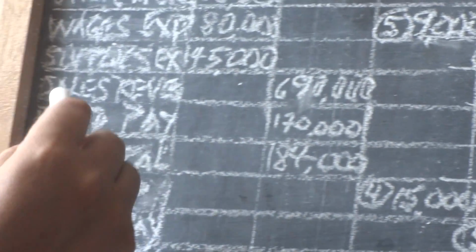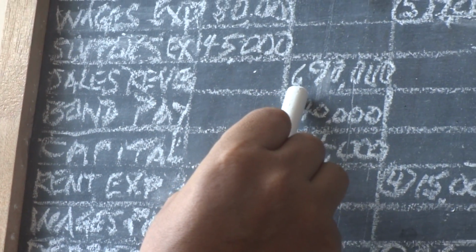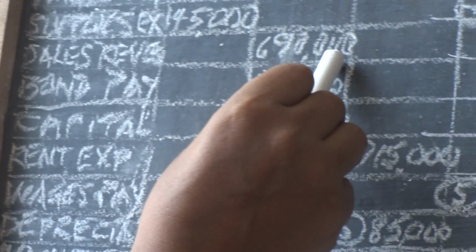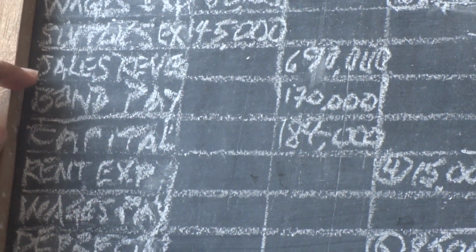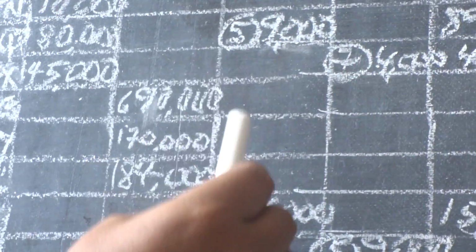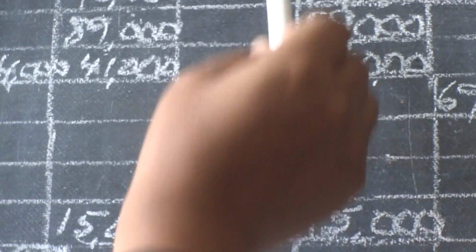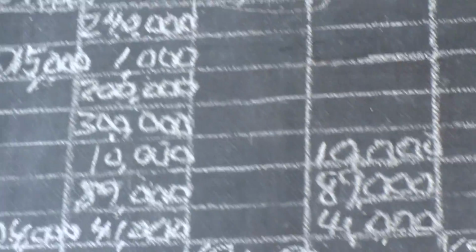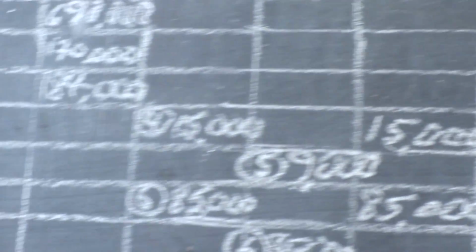Then we have the account sales revenue for $690,000, which are the sales of merchandise that the company makes to its clients. This account goes to the column credit in the adjustment, and then to the column credit in the income statement, because it's a profit for the company.